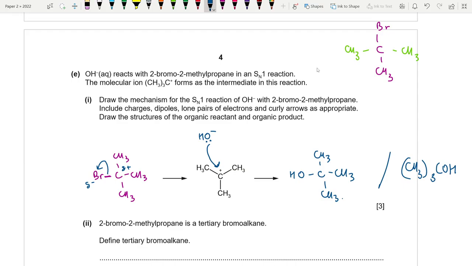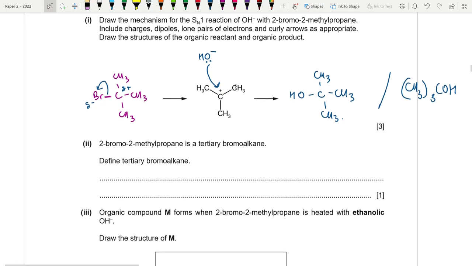We also get a byproduct. Remember, we lost a bromide anion here, and basically we also have an H plus. We get HBr as a byproduct, but we don't need to mention that here.